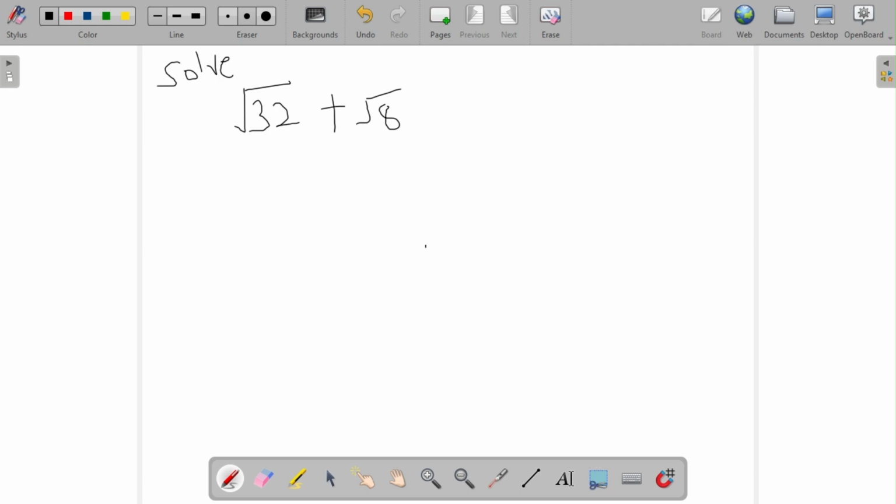Today we have a question to solve, and that's root 32 plus root 8. We have several laws, but I'm just going to use two basic laws for the purpose of this question.